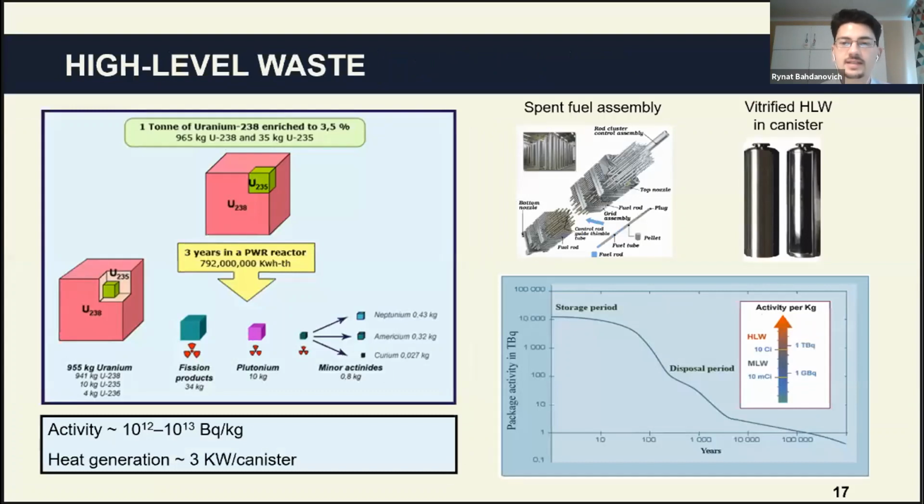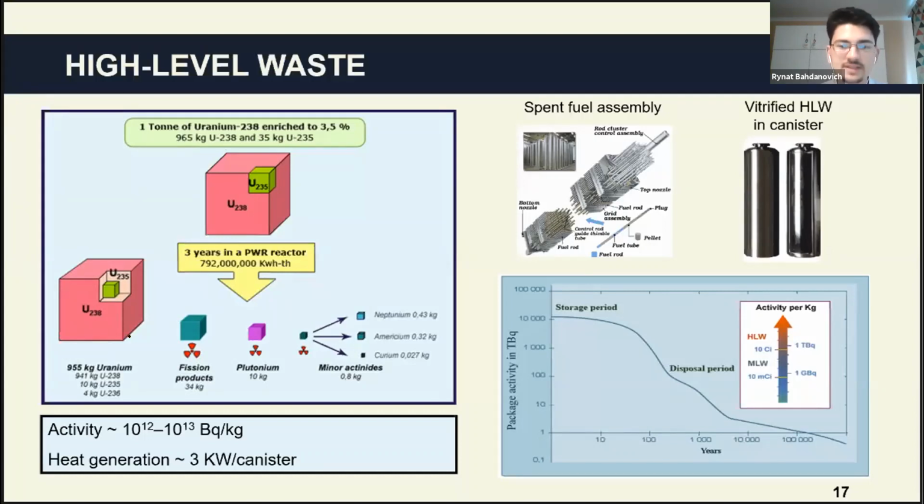High-level waste is spent nuclear fuel materials remaining after reprocessing of spent fuel. Fresh fuel consists of uranium-235 and uranium-238. A ton of fuel generally remains in a reactor for 3 years. After that, uranium-238 emerges from the reactor largely intact. 25 kilograms of the initial 35 kilograms of uranium-235 will have undergone fission.